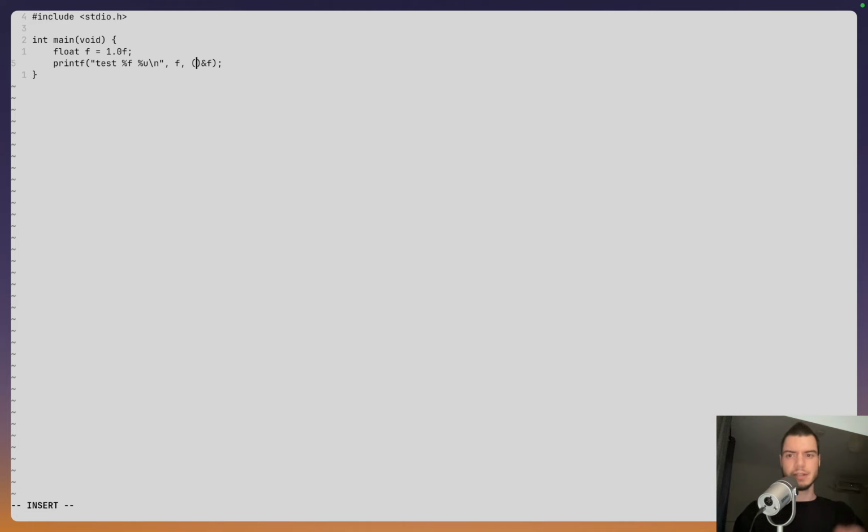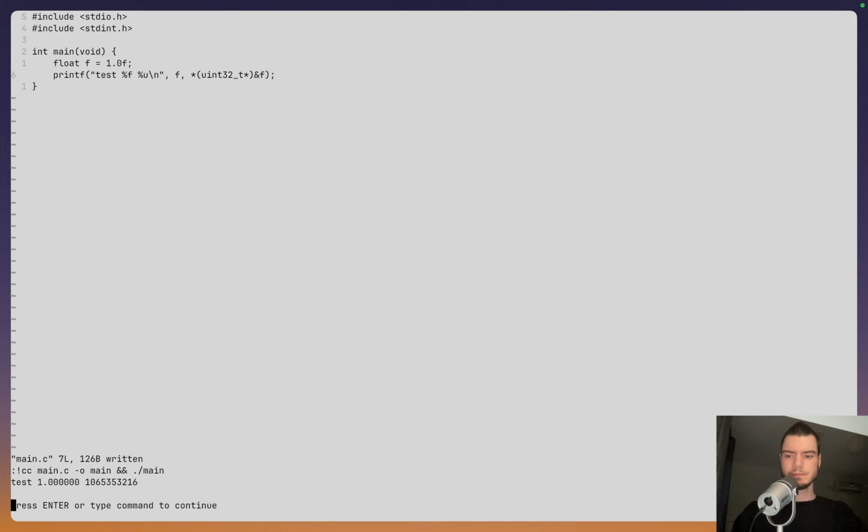Now for this, I have to first include standard int. And let's see if this works. All right, we get our bit representation. Let's actually print this as a hex value.